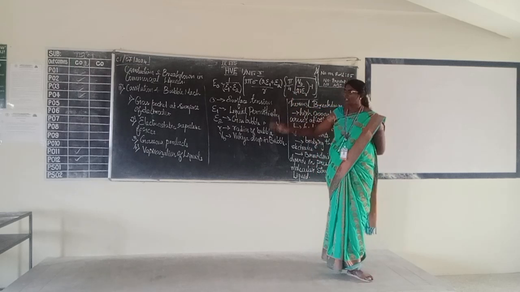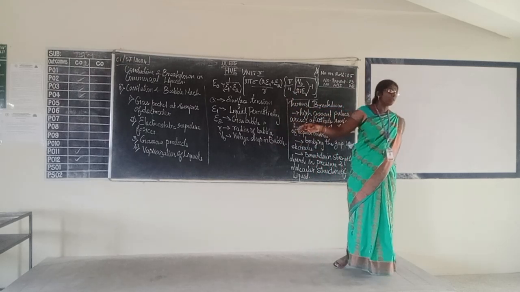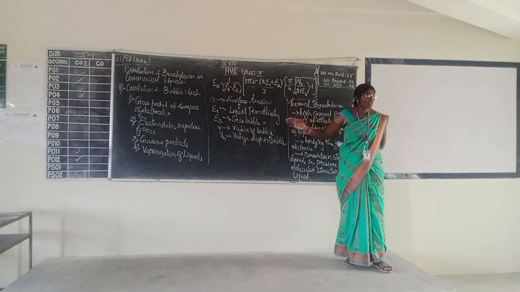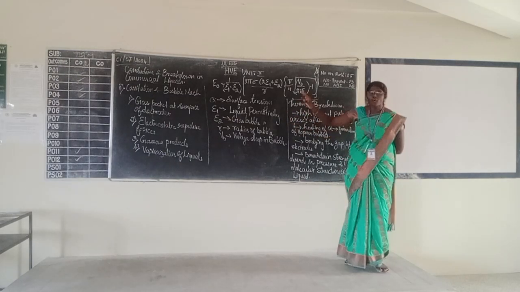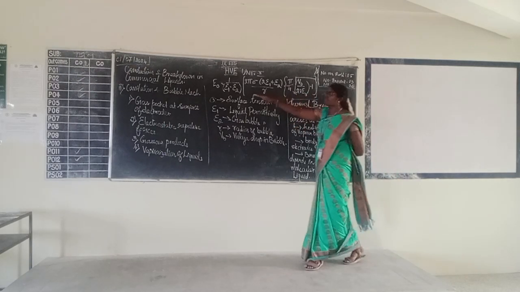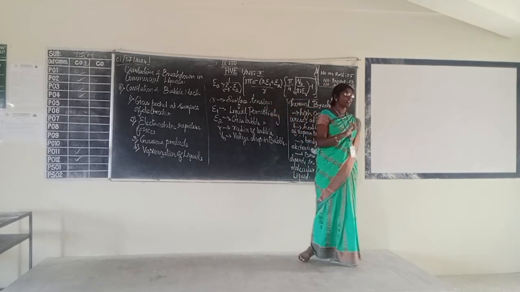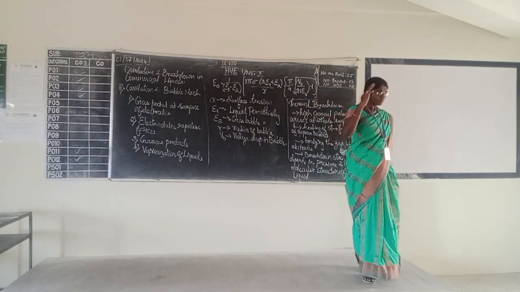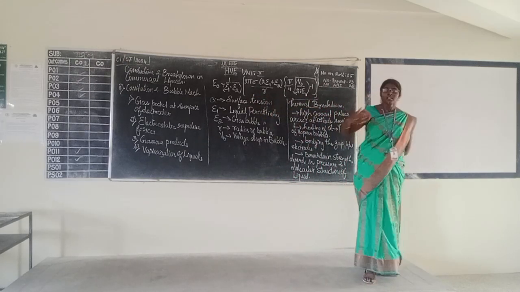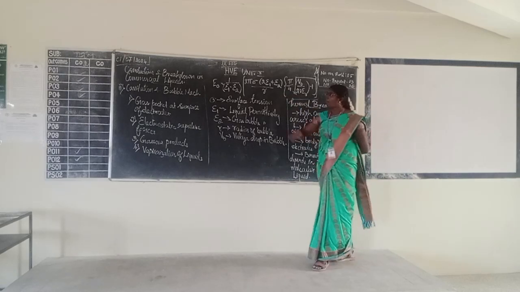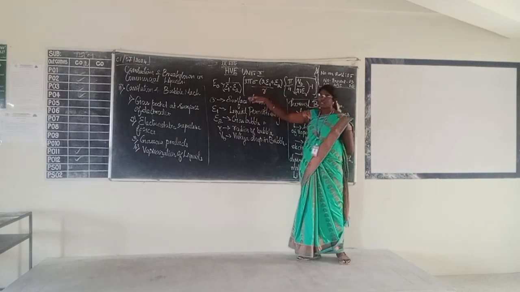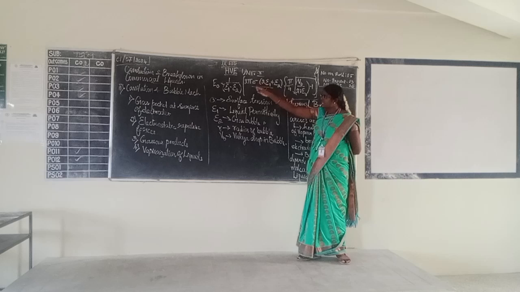After the formation of bubbles, we have to calculate the breakdown voltage. For that the formula is E naught is equal to 1 by (epsilon 1 minus epsilon 2) into the square root of 2 pi sigma. You just have to study the formula, no need to derive it.